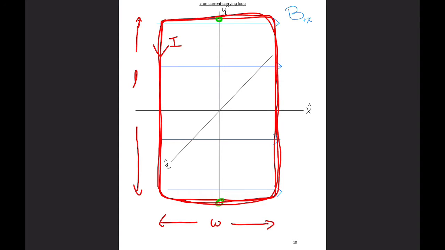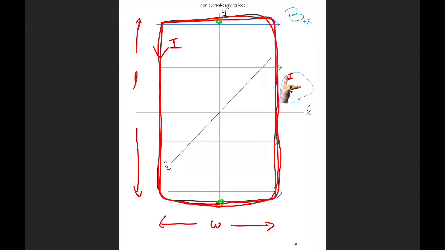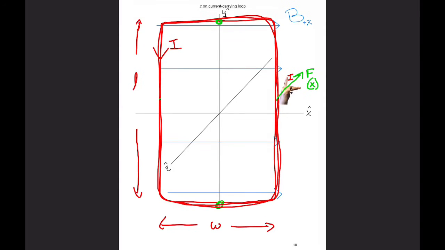Right, which you can sweep with your fingers. When you do that, your thumb will show you the direction of the B that the loop will make. We're not specifically interested in that right now. What we're going to do is evaluate the force on each section. So looking at the right section, you can set up your right hand with the I pointed up. Your B will point to the right, and that will indicate that on the right section, there's an inward force on that wire.